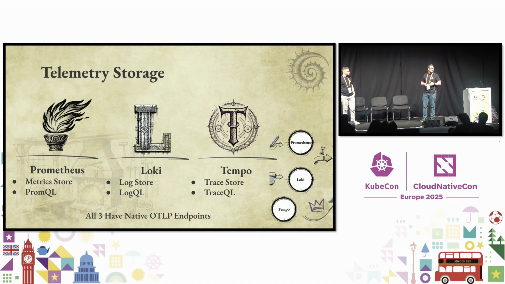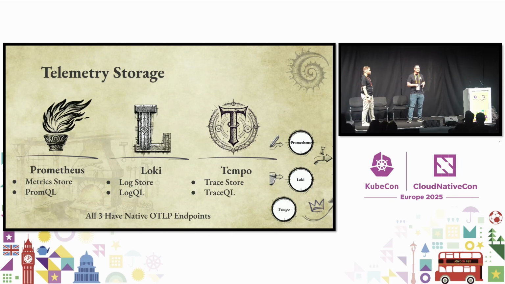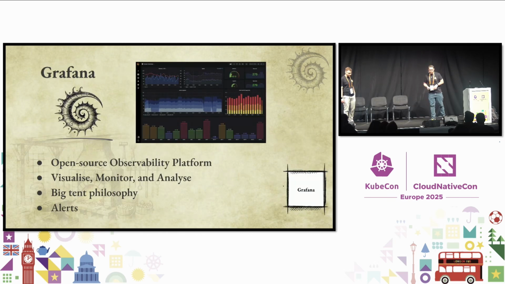And then Tempo, again, seeing a pattern here, this is our trace store. Also has, funnily enough, a query language called TraceQL, again, heavily inspired by PromQL. And all three of these have a native OTLP endpoint. Like Jay was mentioning, this allows us to take OpenTelemetry native data and pump those directly into our telemetry storages without the need to do any form of transformation on those metrics, logs, and traces.